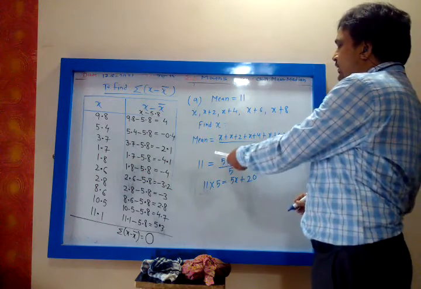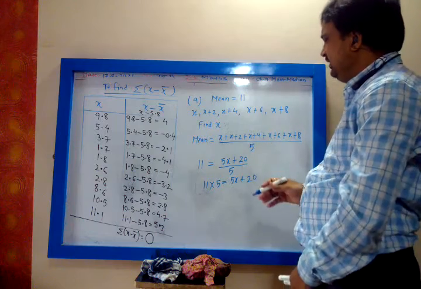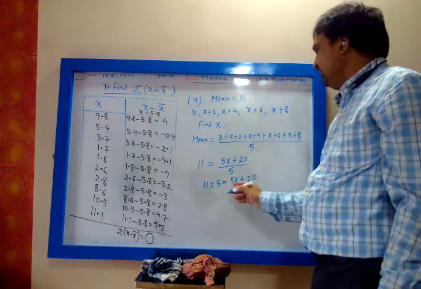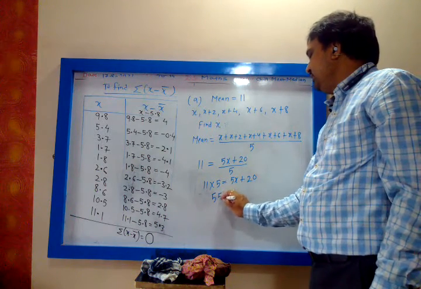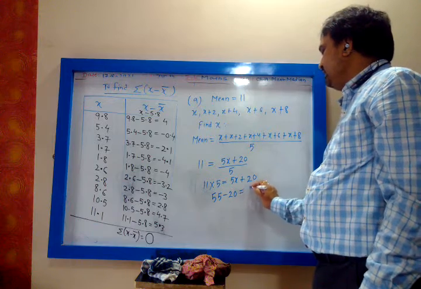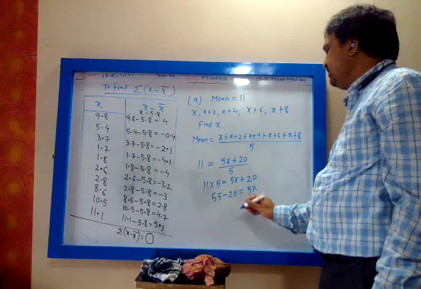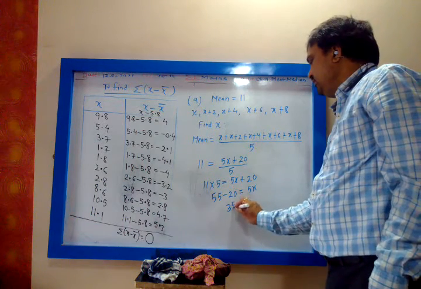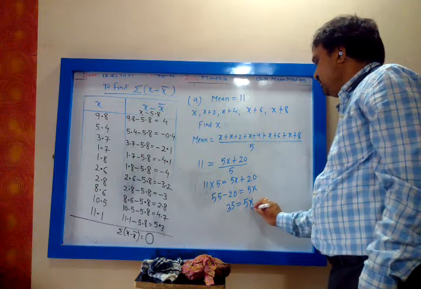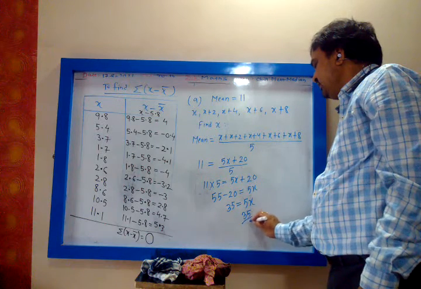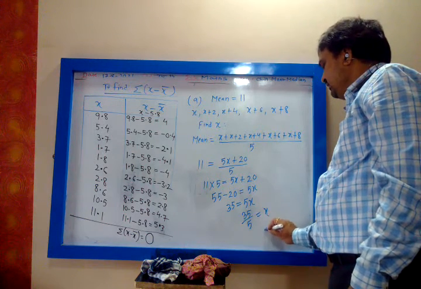Yes, you can write so: 55 minus 20 is equal to 5x. Yes, you can do it that way. So 35 is equal to 5x. So 35 divided by 5 is x. So the value of x is 7.